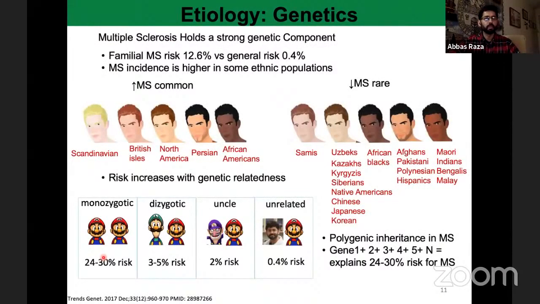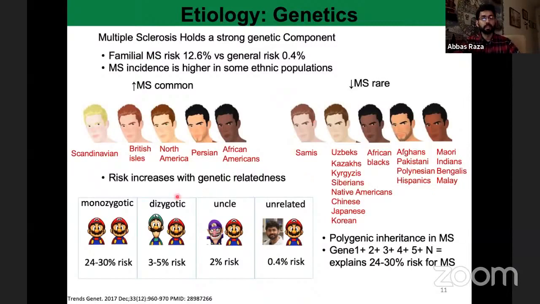So let's just talk about the genetics of MS. So when MS was first diagnosed, it was known that it runs in families. So if you look at the familial risk for MS, if you have one individual in the family, what is the risk for another individual that you will find MS? So the risk is quite high versus the general risk is 0.4% of the population gets MS. And not only that, if we look at particular racial and ethnic groups, MS is much more common in people from Scandinavian countries, British Isles, North America, Persian ancestry, and African Americans. But MS is very rare in other communities, especially Indian Pakistani that I mentioned. So that speaks for a genetic component.